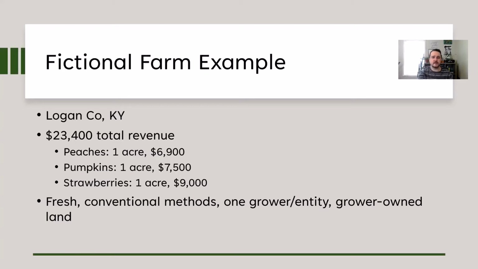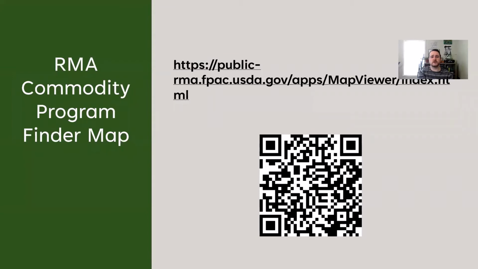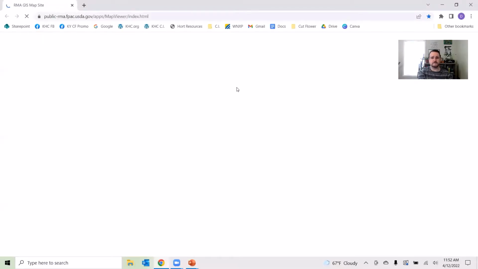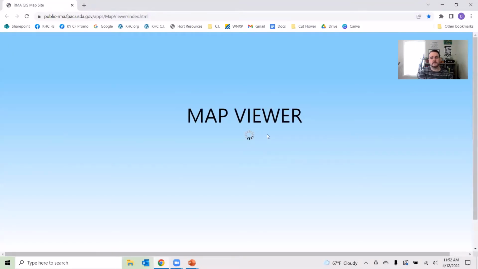so not rented land. First, we're going to use this RMA Commodity Program Finder map. So I'll just go ahead and open up this map. And this map is useful in seeing what kind of crop insurance policies are available in your county.